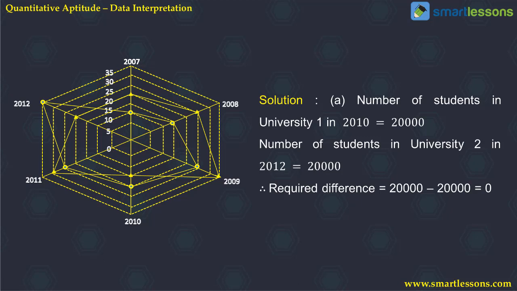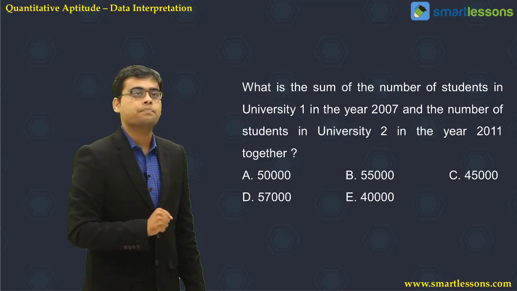Now for University 2, you have to choose the triangular marking. For 2012, the triangular marking is on the hexagon represented by the number 20. So that means the number of students in University 2 in 2012 is 20,000. So what is the difference? There is no difference. So the difference is 0. That means option A is the right option.